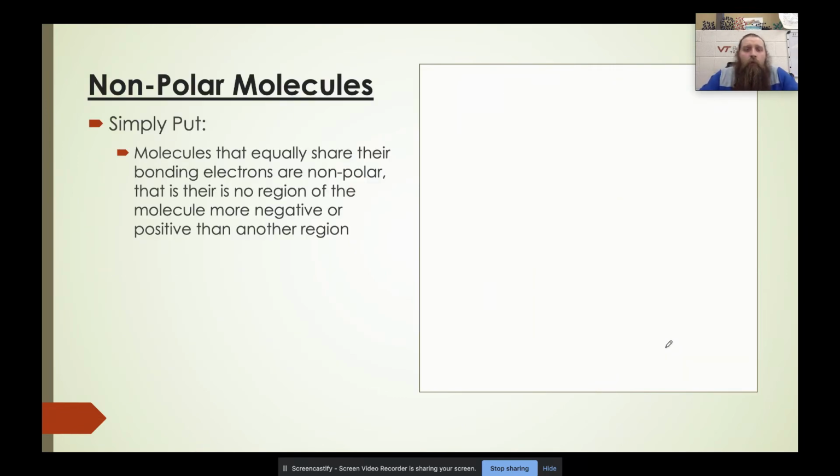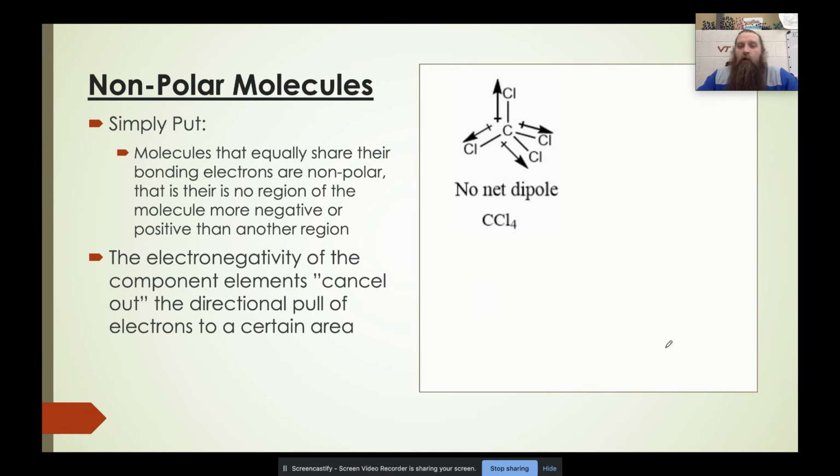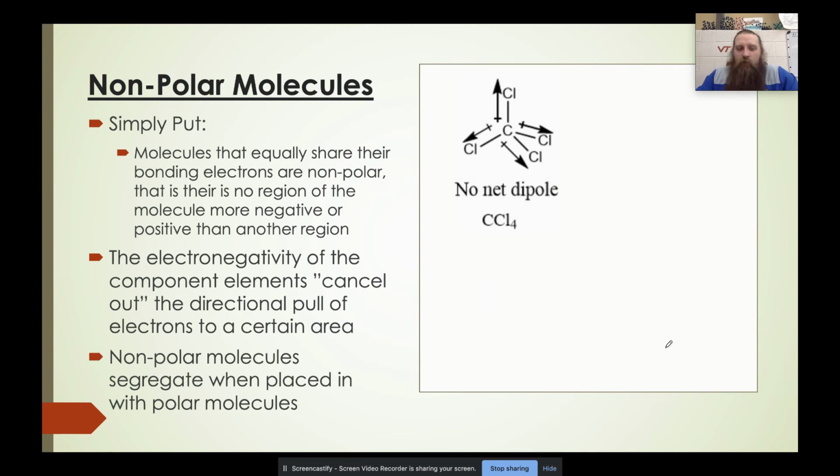Now, on the other hand, we have nonpolar molecules. They equally share their bonding electrons. So there's no region around the molecule that has an unequal amount of electrons. The electronegativity is going to cancel out each of the 2 or 3 or however many atoms in the species. It's going to cancel out their pull. All right, so here we've got CCl4. Well, the chlorines are equally pulling everything in opposite directions, right? So they're all equally pulling out towards chlorine, so there's no net dipole.